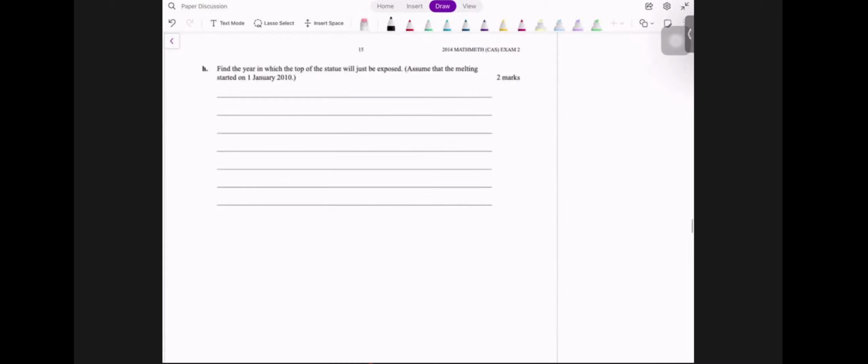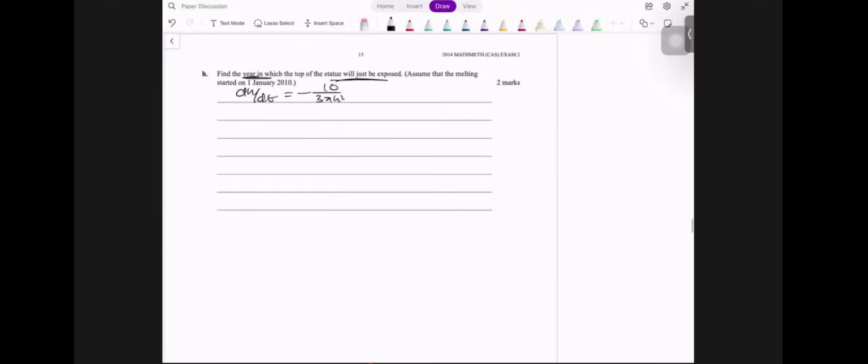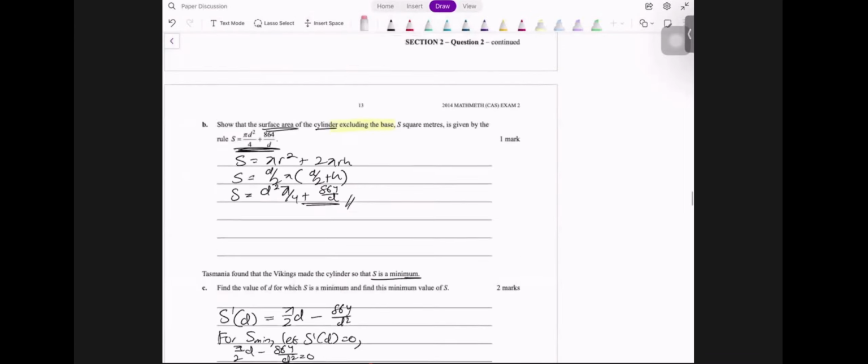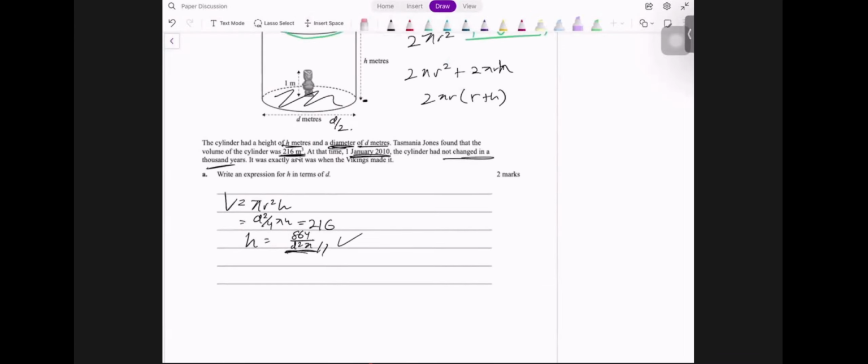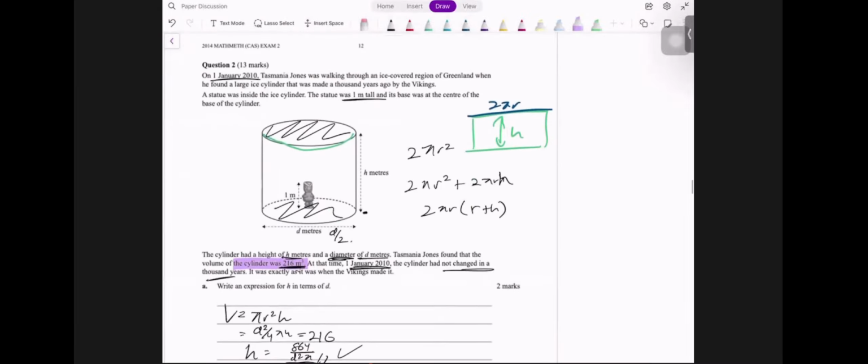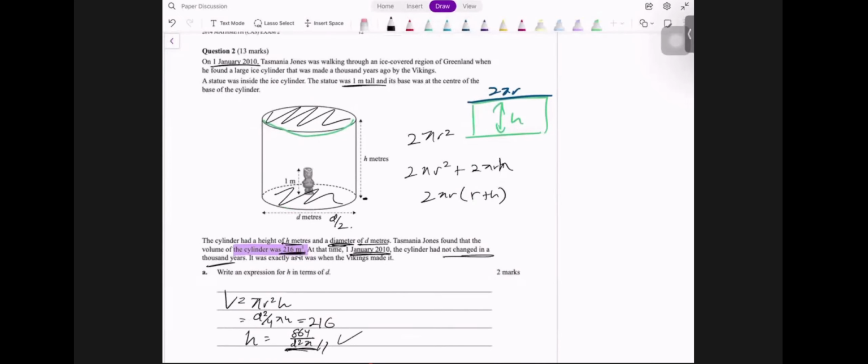Part H, find the year. Be careful because you're looking for finding the year, not just the time. You're finding the year in which the statue would just be exposed. So you have dh on dt, which is equal to negative 10 on 3 pi h squared. This is where I was definitely confused at one point because I didn't know what other information there was. But we're assuming that the melting starts at this date, and specifically, they mention here that they find the volume of the cylinder to be 216 meters cubed. And so let's see if they specify. Anyway, yeah, I guess you can say this is kind of part of it too.